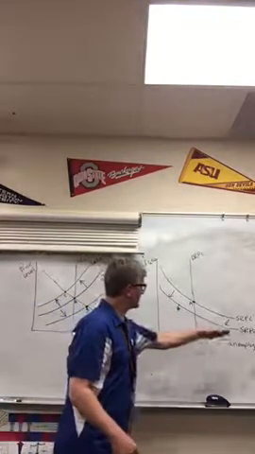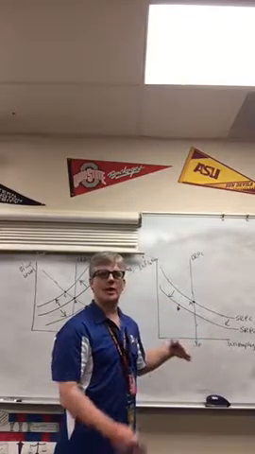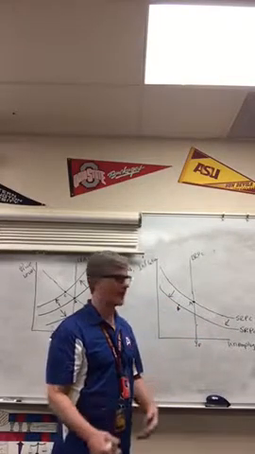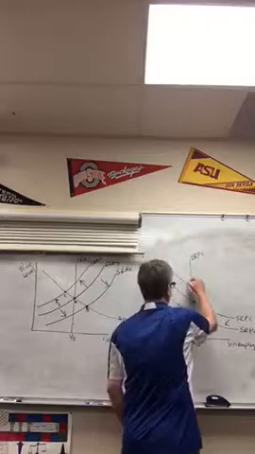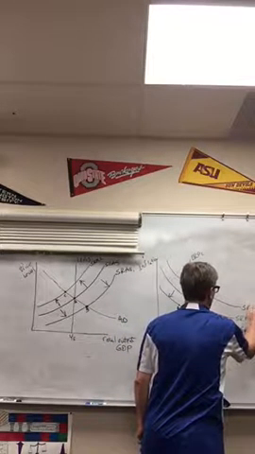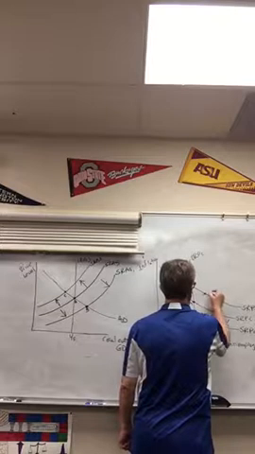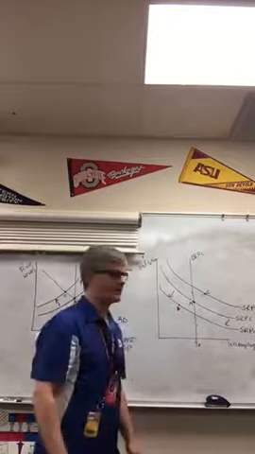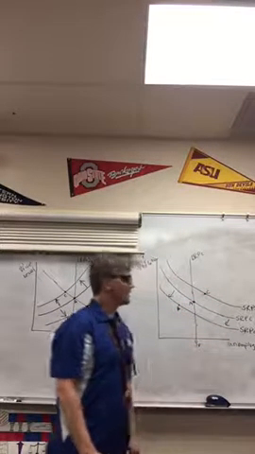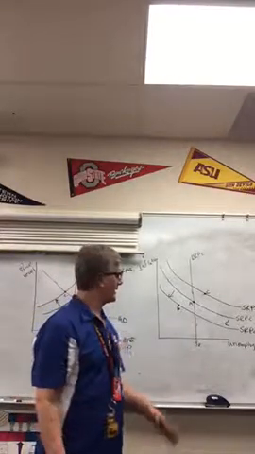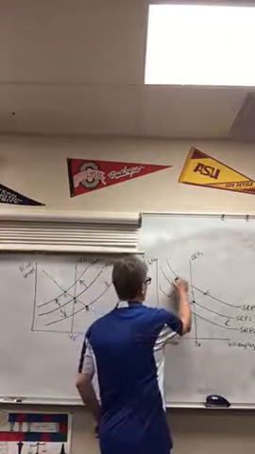Well, can we get this on the curve? No, we can't. We actually have to shift the aggregate supply curve. And in this case, we'd be looking something like that. So we're shifting the Phillips curve, and we're seeing that it is actually moving and going in this way.